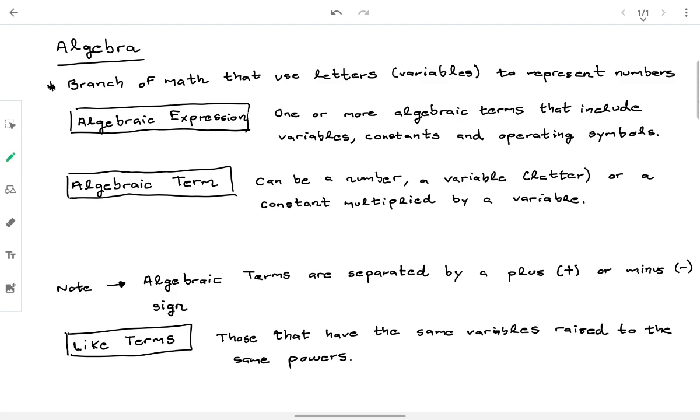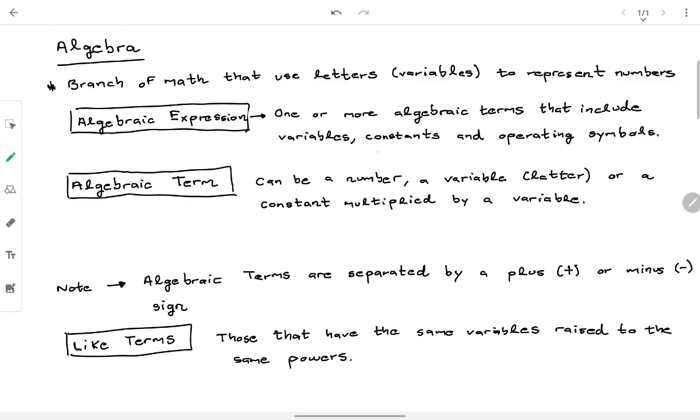Algebra is the branch of math that uses letters or variables to represent numbers. So that can be a little definition about algebra. Then we are going to define three specific topics that are very important for us. The first one is algebraic expression. We can define an algebraic expression as one or more algebraic terms that include variables, constants, and operating symbols.